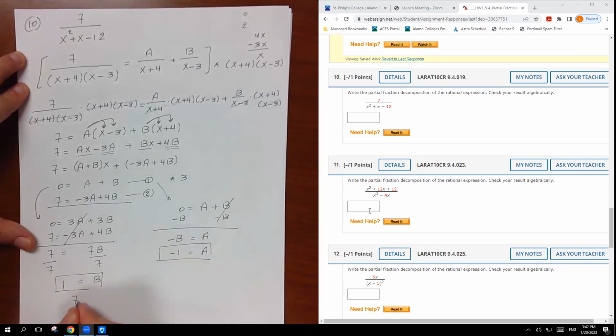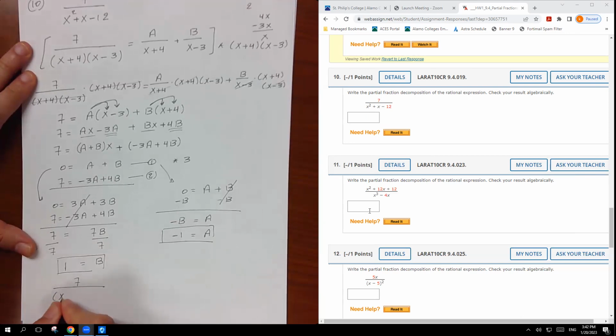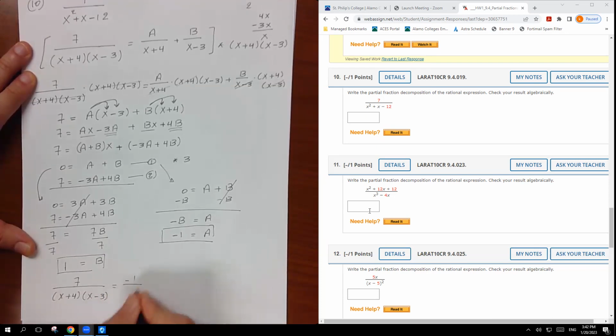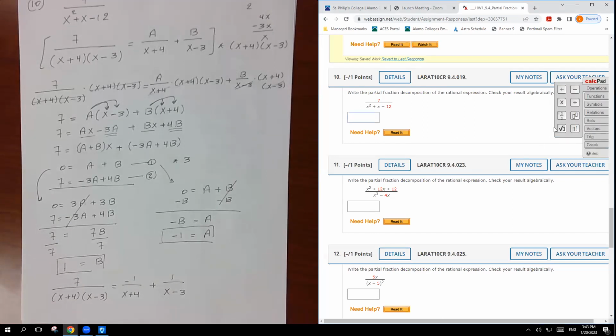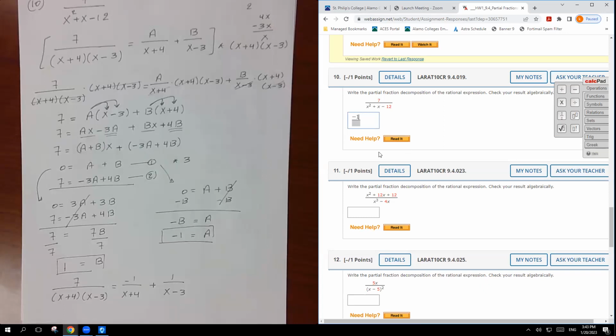That means 7 over (x plus 4)(x minus 3) is going to be equal to A, which is negative 1 over x plus 4, plus B, which is 1 over x minus 3. These two are the partial fractions for this rational expression. That's it for this example. We're just going to plug in everything here. So the fraction is going to be negative 1 over x plus 4. And here is going to be plus another fraction, 1 over x minus 3. That's it for this example.